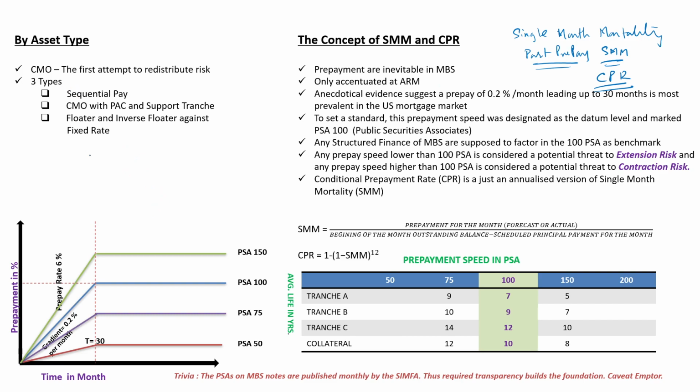So before that, let's take again a quick look at how a CMO is formed. We already discussed how the CMO is structured. The first is a sequential pay CMO. Second is a CMO with a PAC tranche. We discussed that as well. And the third, which we are going to discuss now, is creating a structure having two different sorts of interest rates put together. One is called the floater and another is called the inverse floater, so that the net effect is negated completely and the structure is unaffected by it.